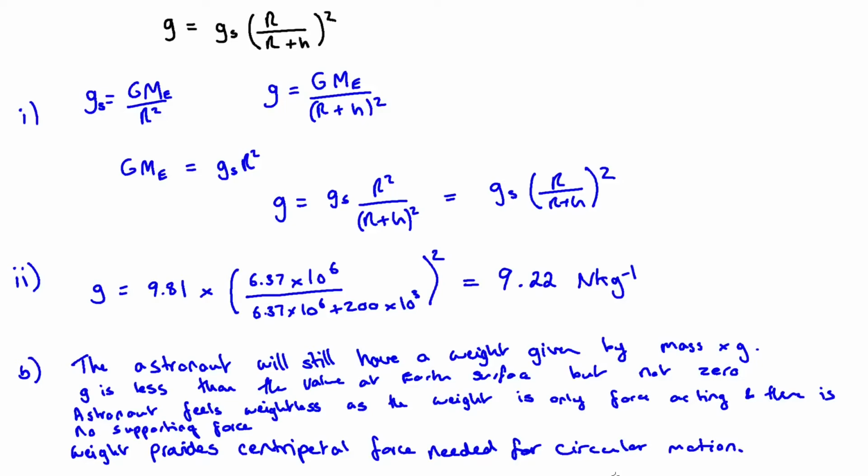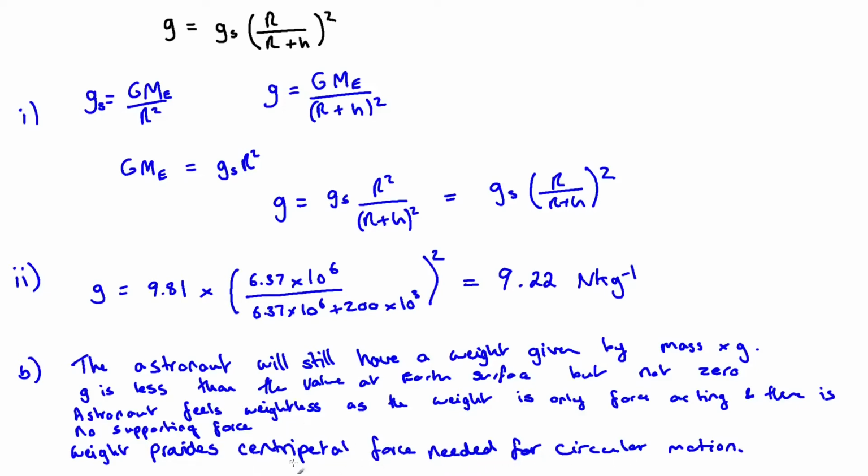The idea that sometimes the mark scheme will look for the fact that the weight is the only force acting. On other occasions, it might want you to say that there is no supporting force. So those two points go together really. The astronaut feels weightless. The weight is the only force that acts upon them. There is no supporting force here, no normal contact force as we would have if we were stood on the surface of the Earth. And the third thing that I would say is that the weight is providing here the centripetal force needed for circular motion.